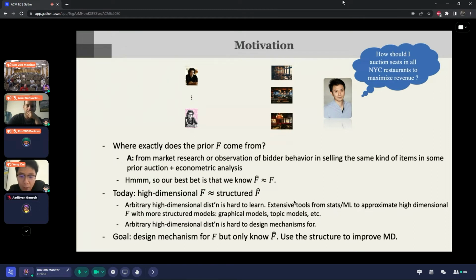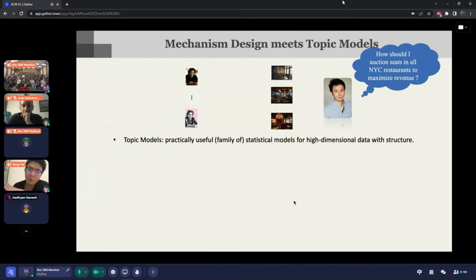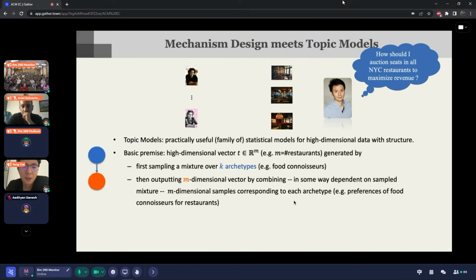The F hat I would like to focus on is known as the topic model. Topic models are quite successful models for capturing agents' preferences. So let me first explain what a topic model is. Here's the basic premise. Suppose you want to generate a high-dimensional vector T, say in R^m. Let's use the example I was showing up here, that I want to auction seats in all New York City restaurants to maximize revenue. So m here will be the number of restaurants, and m could easily be a few thousand. So now every bidder has an m-dimensional type vector.